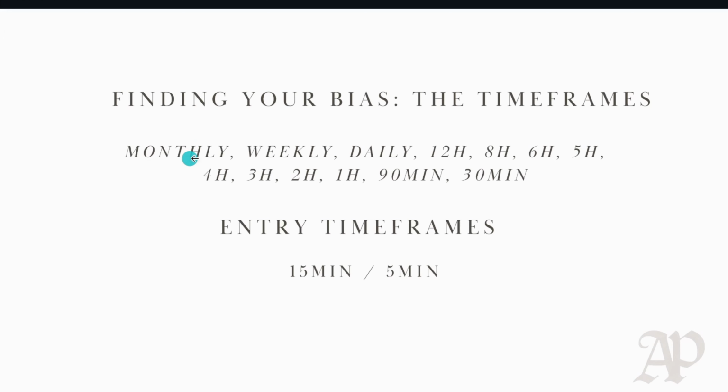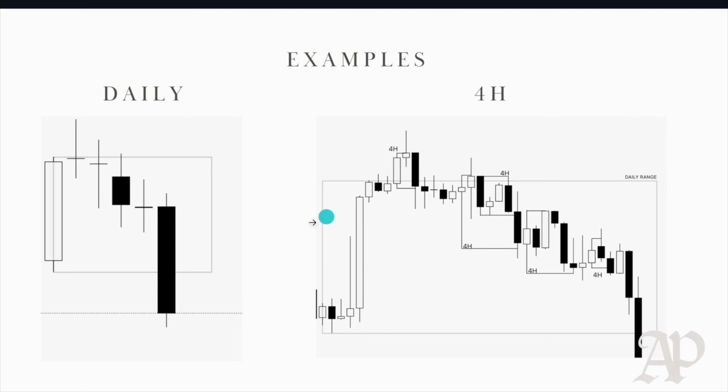So our time frames are monthly, weekly, daily, 12 hours, 8 hours, 6 hours, 5, 4, 3, 2, 1, 90 minutes, and 30 minutes. And our entry time frames are 15 minutes and 5 minutes. Here's an example that just happened recently. You can see on the daily time frame, we have this bullish candle, and none of these candles closed outside of this box, the range. So from the lowest wick to the wick high, none of the candles closed outside of it.